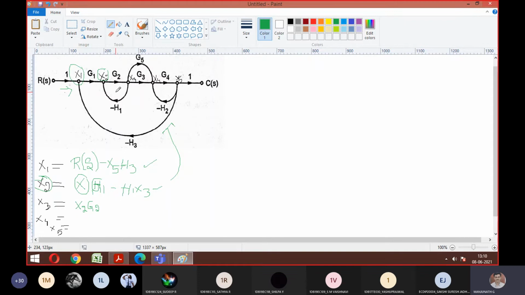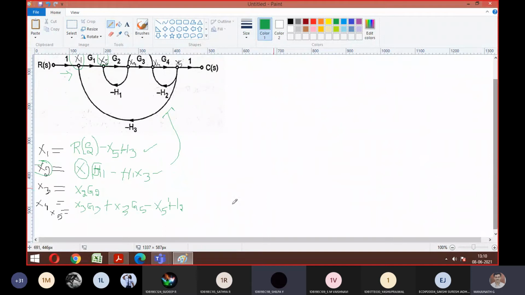For X4, entering: X3 G3 plus X3 G5. Entering X3 point, G5. Then minus X5 H2. I hope everyone got the logic now: how to write a state variable equation if the signal flow graph is given. Is it okay? Yes, sir. Good. Last one, X5. Conclude with X5 now.